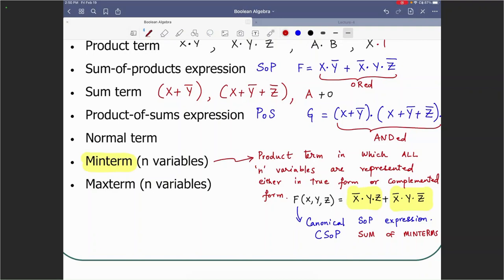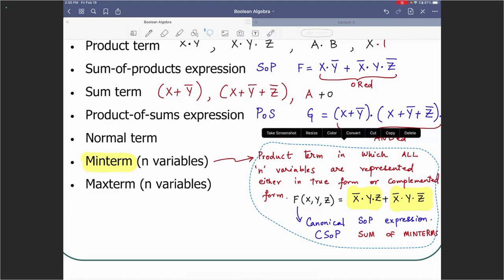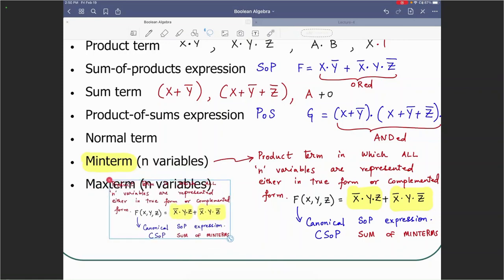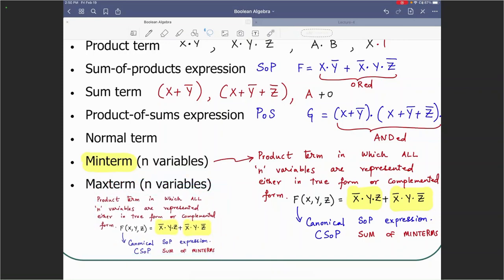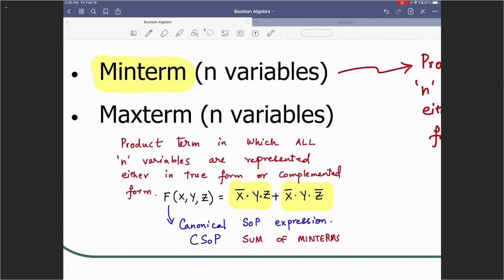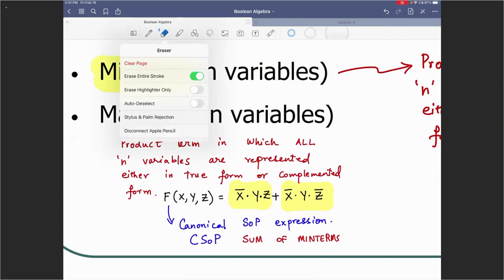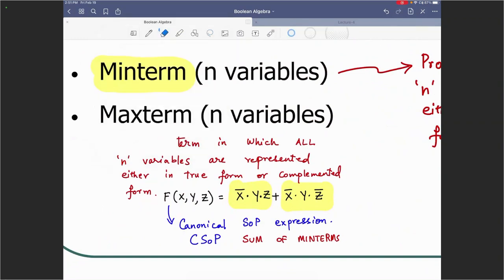Next, maxterms. The story is going to be exactly the opposite. For maxterm, what is it going to be? Again, n variables is what we are considering. In this case, it's not going to be a product term. It is going to be a sum term, in which all n variables are represented either in true form or complemented form. Looks good.